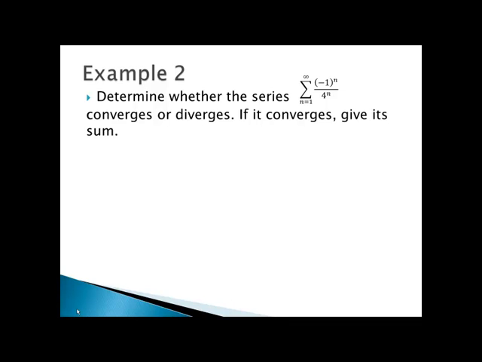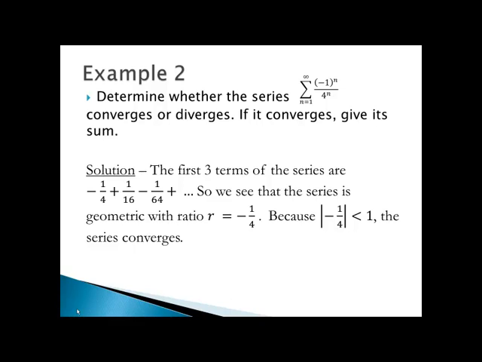Example 2, I'm asked to do the same. Look at the series and determine whether it converges or diverges. If it converges, then I'm to give its sum. I'll write out the first three terms of the series, -1/4 plus 1/16 minus 1/64, to see that this series is geometric with common ratio -1/4. That is, to go from the first term to the second term, I multiply by -1/4. Then to go from the second to the third, I again multiply by -1/4. So I know that my series is geometric, and I know the ratio.